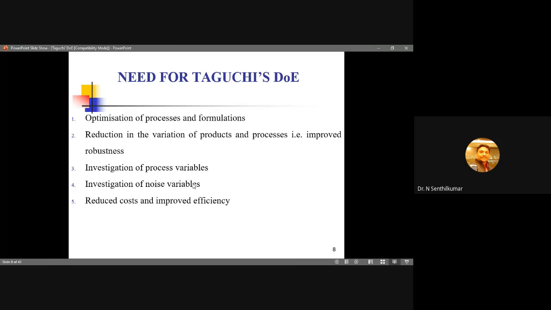And finally, by adopting this Taguchi's DOE, the efficiency will be improved a lot, and also economically it will be improved. That's the important thing, because with the implementation of Taguchi's DOE, we are going to have a reduced number of experiments. So economically, it will be good for us, because the costs associated with laborious experimentation will be reduced.